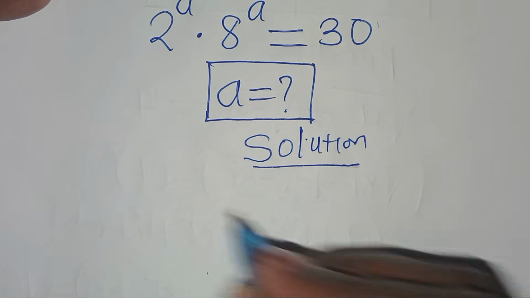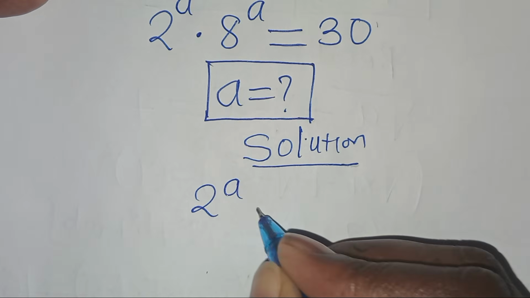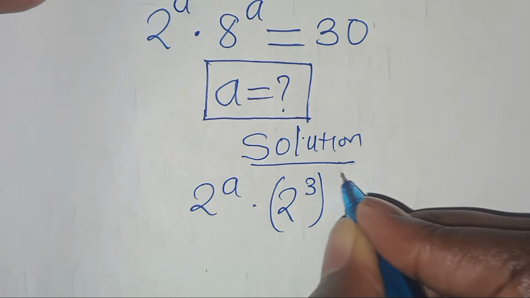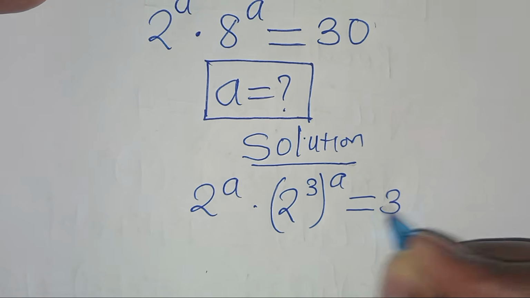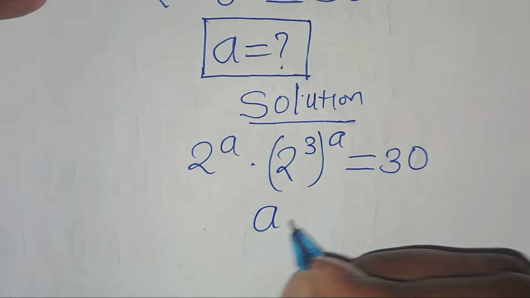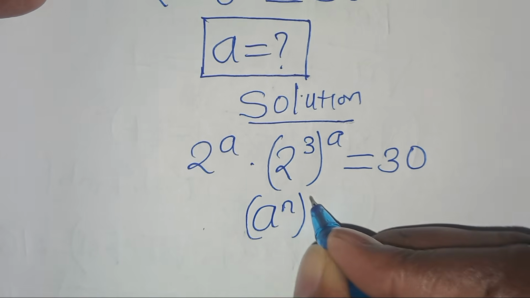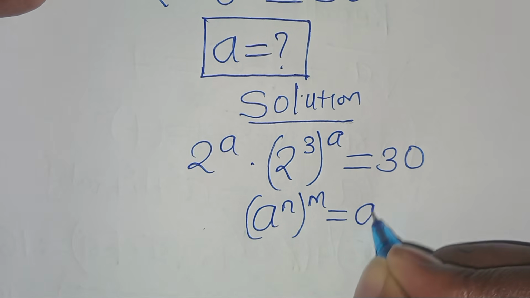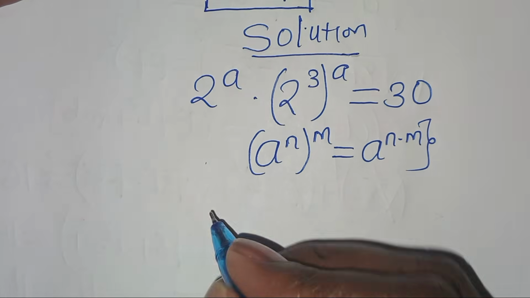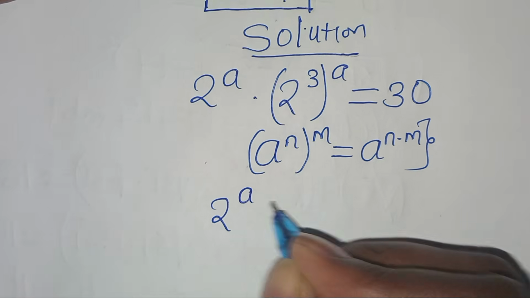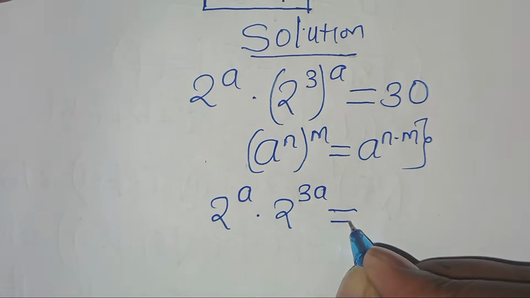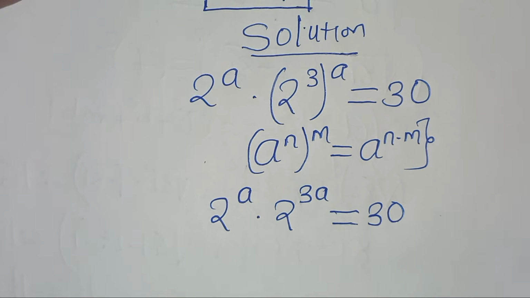So we have 2 to the power of a multiplying by 8, which you can express as 2 to the power of 3 raised to the power of a. This is equal to that. Now we have that 2 to the power of 3 to the power of a. This is in the form of a to the power of n raised to the power of m, which we can express as a to the power of n multiplied by m. Now applying this exponent property, we have 2 to the power of a multiplied by 2 raised to the power of 3a. This is equal to 30.